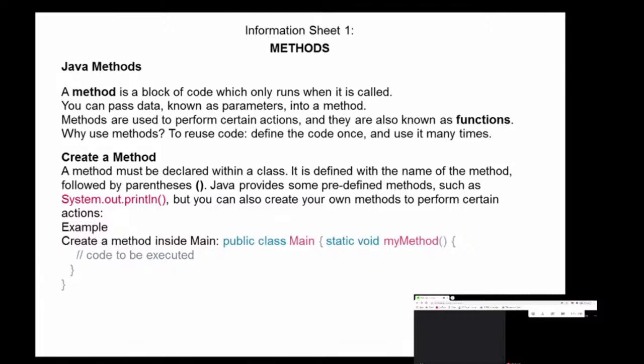So next is, how do we create a method? A method must be declared within a class. It is defined with the name of the method followed by parentheses. Java provides some predefined methods such as system.out.println, but you can also create your own methods to perform certain actions. Example, create a method inside main. Of course, your main method starts with public class and then main, and then there is the public static void myMethod. If you can still recall in your Programming 1, you have already written a main declaration inside your main program or class. So you'll have the static void myMethod. This is an example of our method.